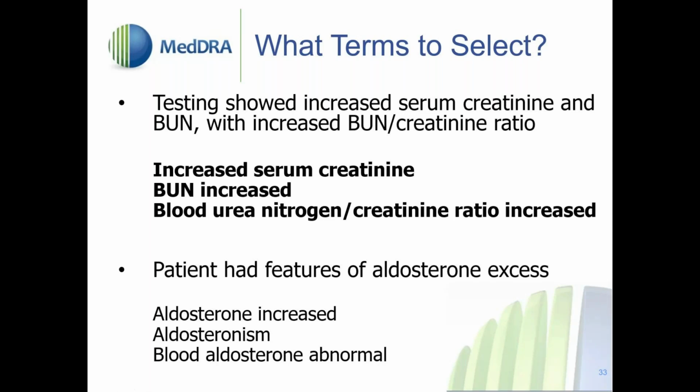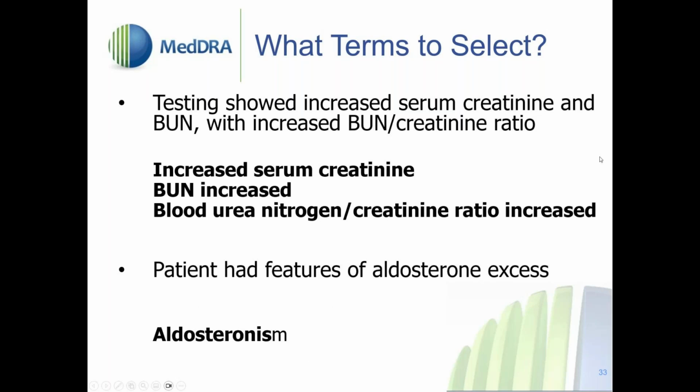But what about the second example? The patient had features of aldosterone excess. If the patient had features of this disease, this is a report that is describing a medical condition in a patient. So you're trying to look for something that reflects the medical condition in this patient. They already had features of this medical condition. So it's not a standalone lab result. So in this particular example, it's actually the aldosteronism that's the best match for this verbatim.